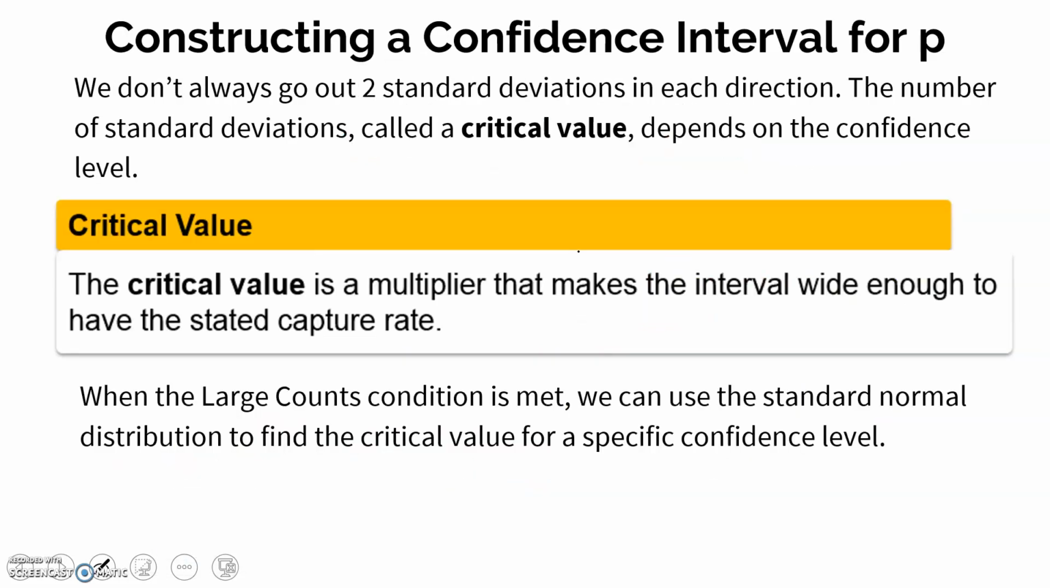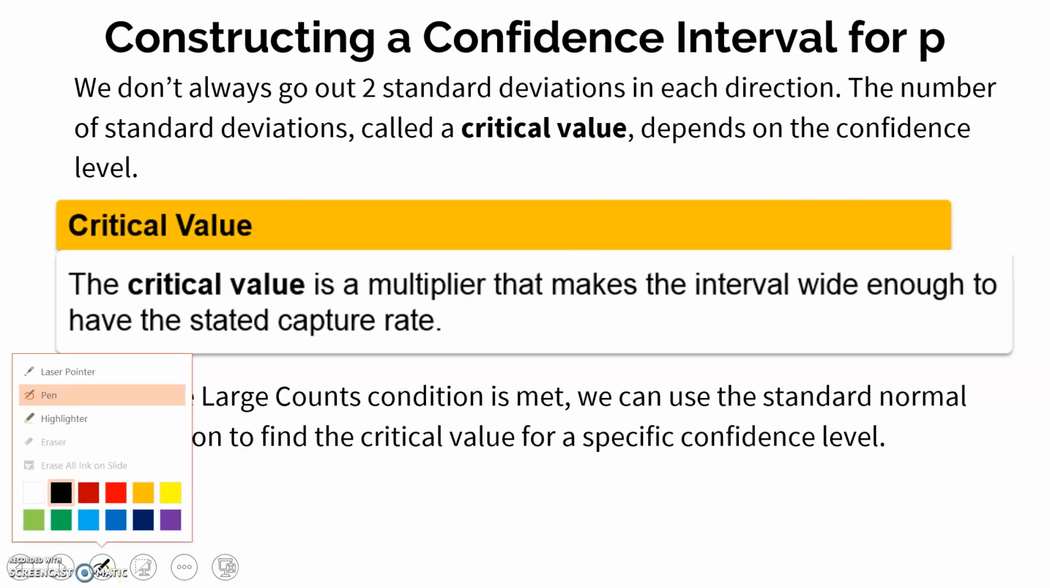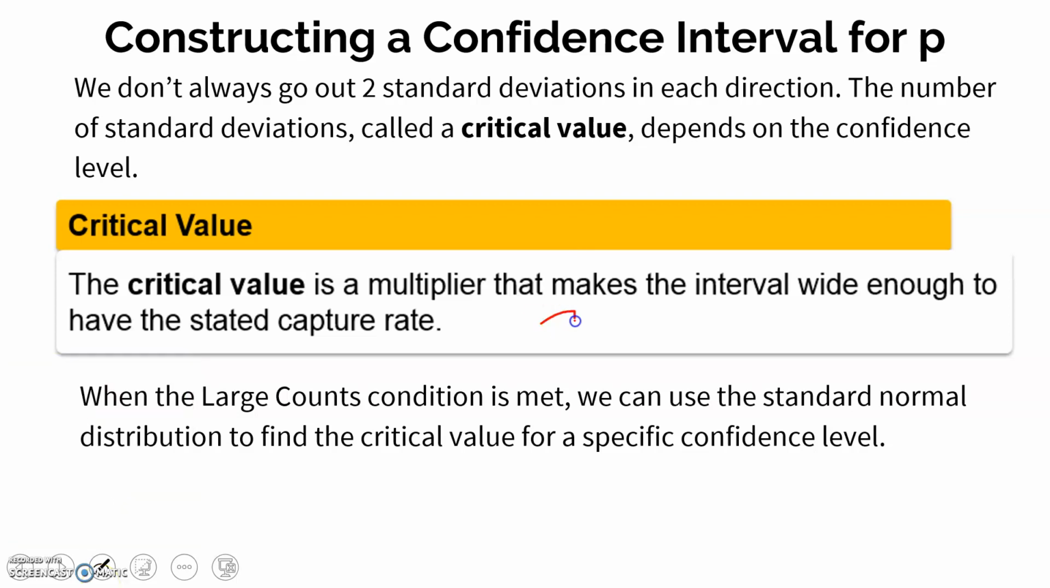All right, so please write this down, and I'll read it for you, but pause the video if you need to write it down. It is very important. The critical value is a multiplier that makes the interval wide enough to have the stated capture rate. And for this section, we are going to represent it with what we call Z star. That's going to represent our critical value, Z star.